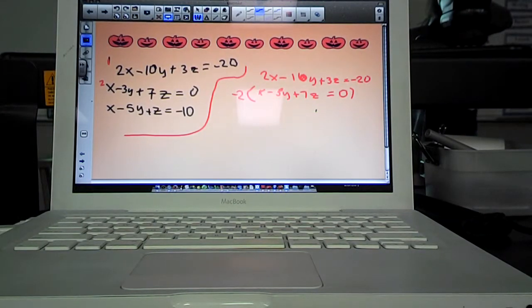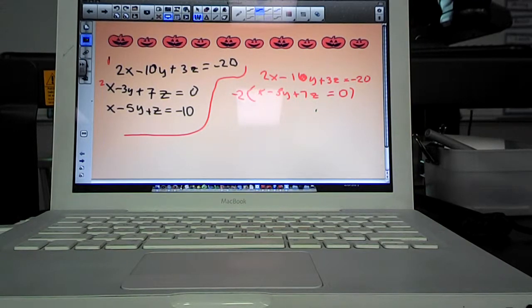Now we are going to insert the second equation. So x minus 3y plus 7z equals 0. And since we want the x's to cancel out, we must multiply the second equation by -2, so it's negative 2x, which cancels out with 2x. But remember, we have to apply -2 to everything that is in this.